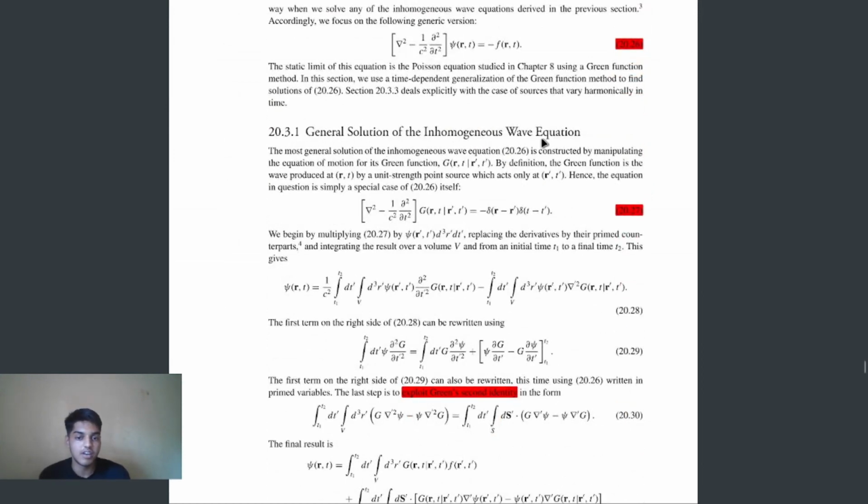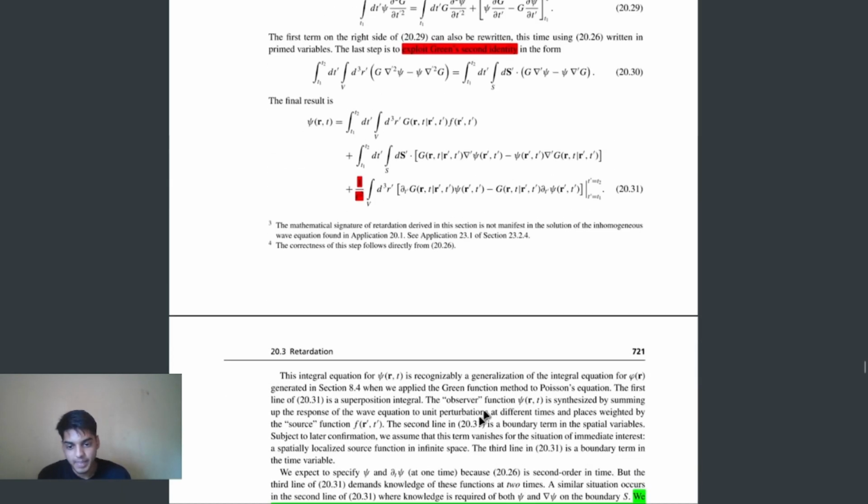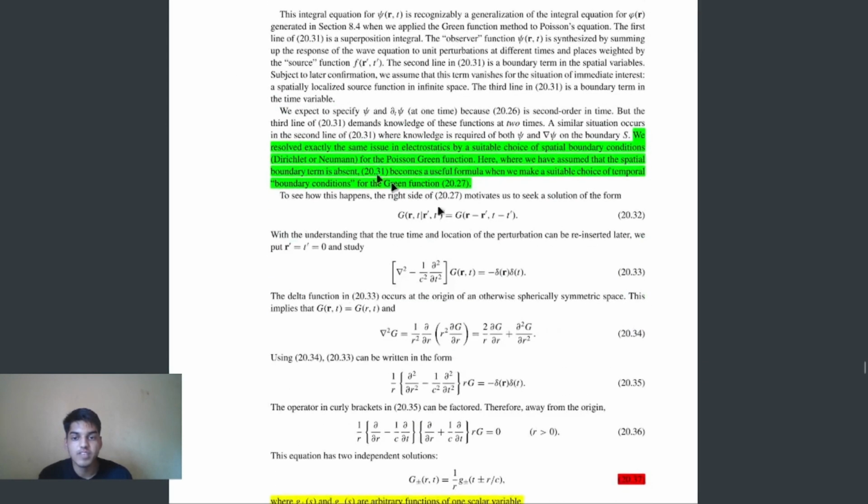The general solution in an inhomogeneous case exploits Green's second identity. It adds a 1 by c square term extra in the Green's function from time t1 to t2, and t dash is t minus r by c. We resolved exactly the same issue in electrostatics by a suitable choice of special boundary conditions, Dirichlet and Neumann, for the Poisson-Green function. Here we assume that a special boundary term is absent. It becomes a useful formula when we make a suitable choice of temporal boundary conditions for the Green function.